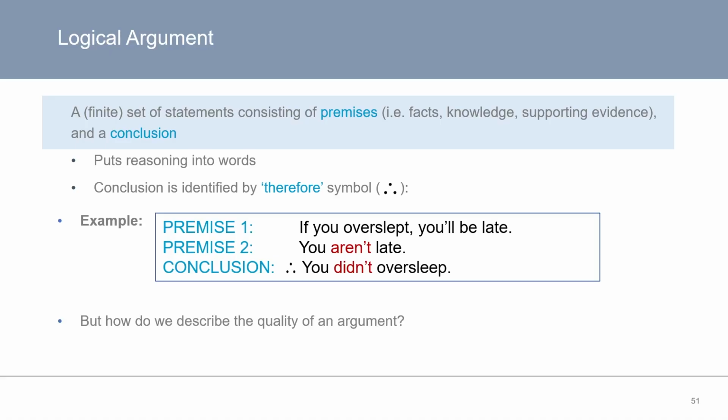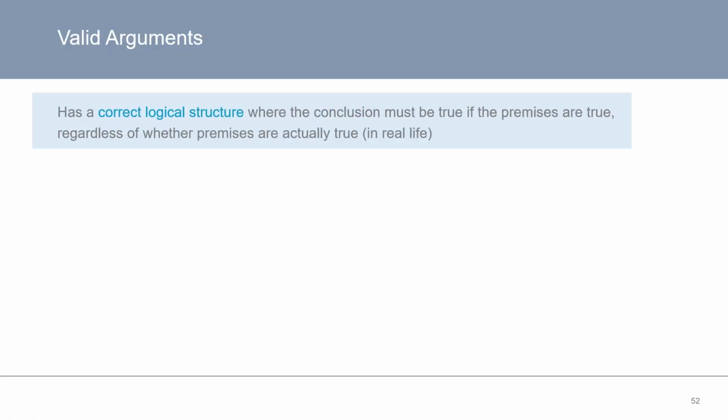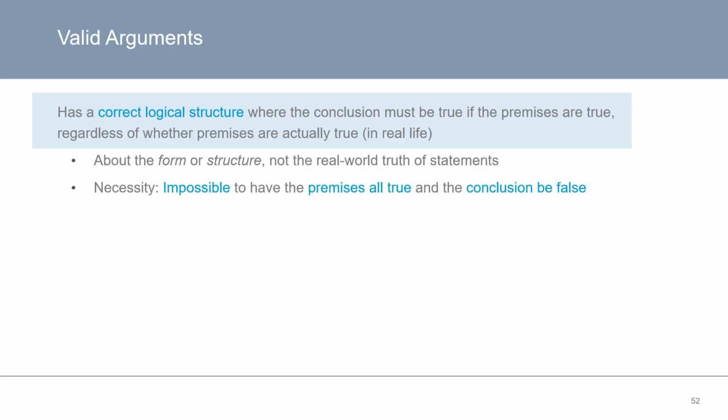But how do we describe the quality of an argument? One way to do this is by distinguishing valid from invalid arguments. Valid arguments have a correct logical structure, or the conclusion must be true if the premises are true, regardless of whether the premises are actually true in real life. Validity is critically all about form or structure of the argument, and not the real-world truth of the statements themselves.